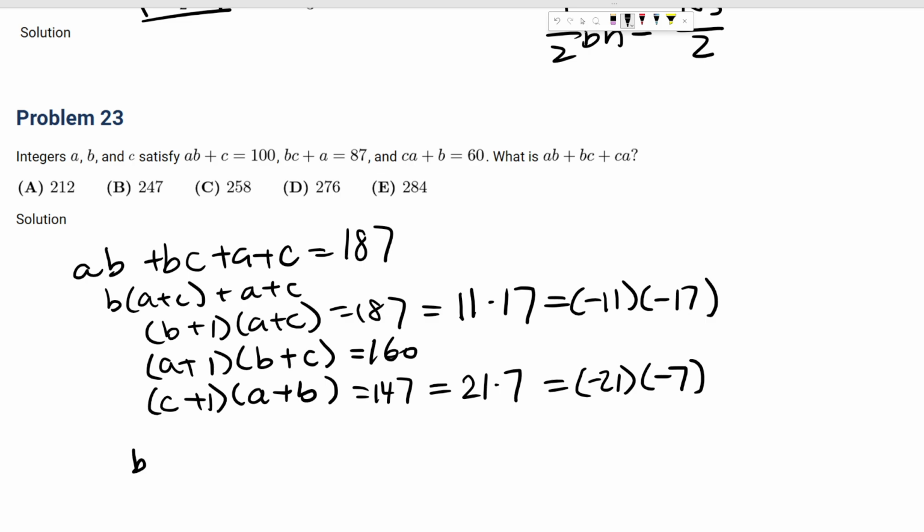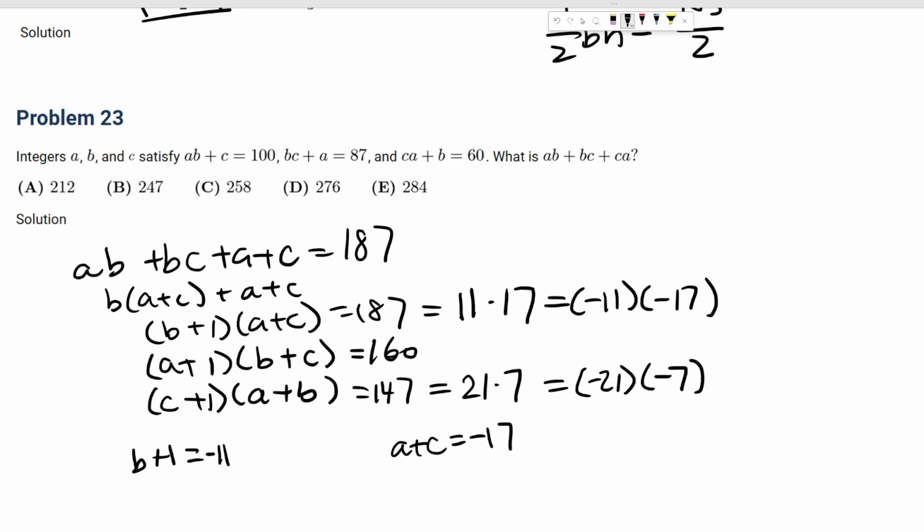So let's let B plus 1 equal, let's say, 11 first, right? Then B is 10, and A plus C has to be negative 17. If B is 10, and C... Okay, so I'm not going to go through it because I'm tired and my voice hurts, but essentially we can just go through all of the different possibilities for B, and then eventually we'll find that B plus 1 equals negative 11, and A plus C equals negative 17 is going to work.